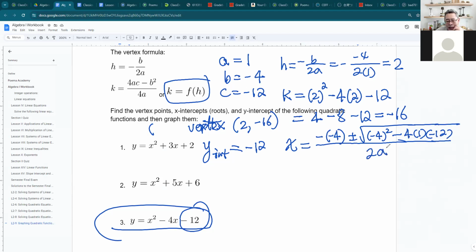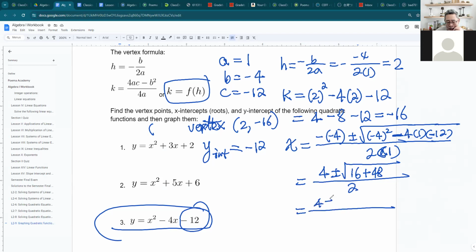We've got 2a, and our a is 1. So that gives us 4, since negative, negative is positive. Then negative 4 squared is positive 16. Then negative, negative is positive, so it's add 48, over 2. And that gives us 4 plus or minus the square root of 16 plus 48. This gives us 64 over 2. And that gives us 4 plus or minus 8, because 8 squared is 64.